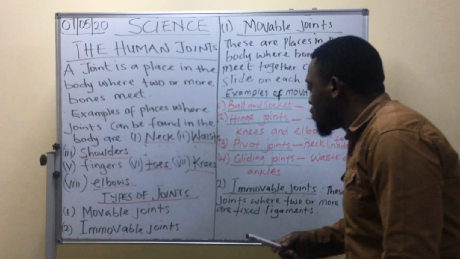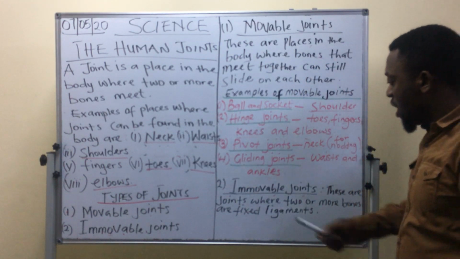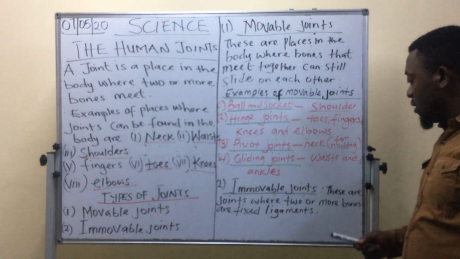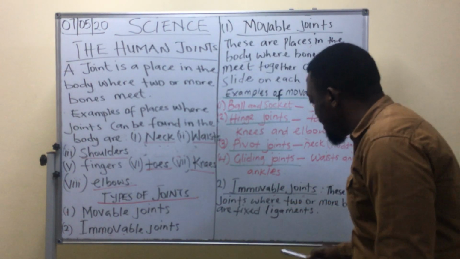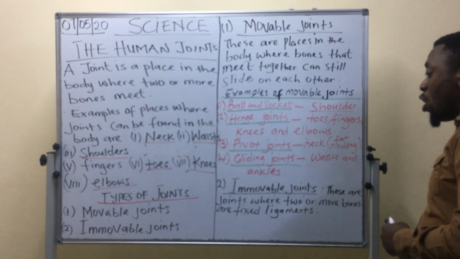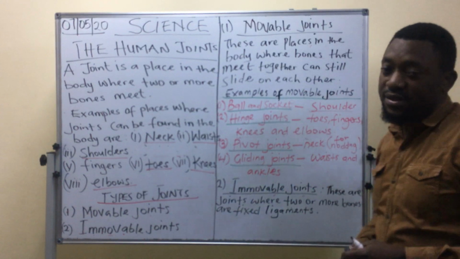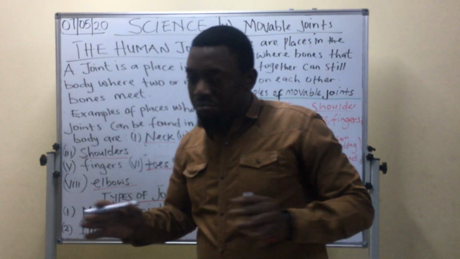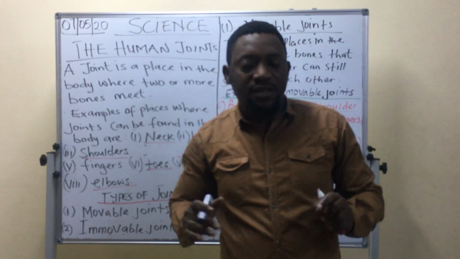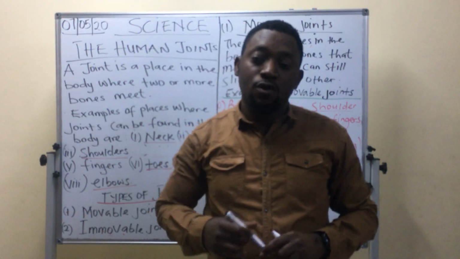Then the second type of joints which I made mention of is immovable joints, where I said these are joints where two or more bones are fixed by ligaments. That is, there's no movement there, they are fixed. So this is the second type of joint.